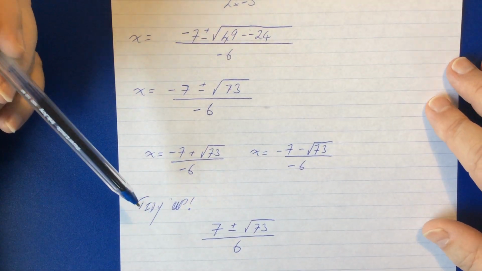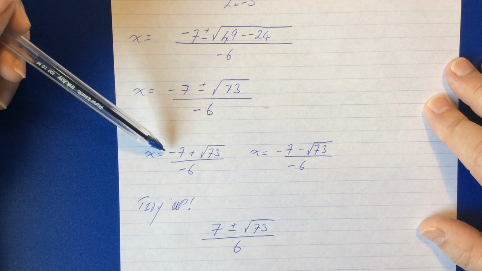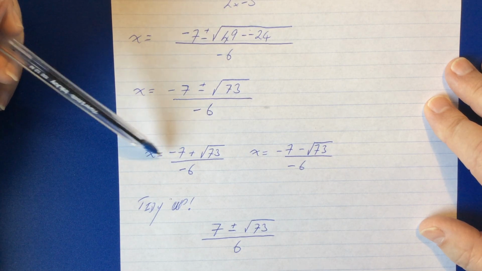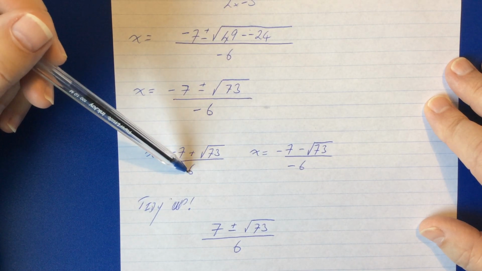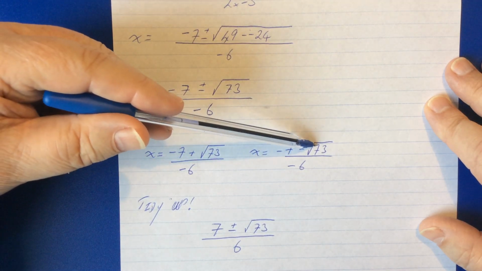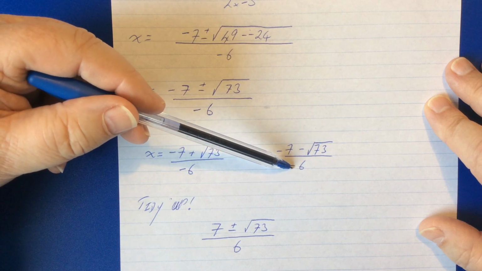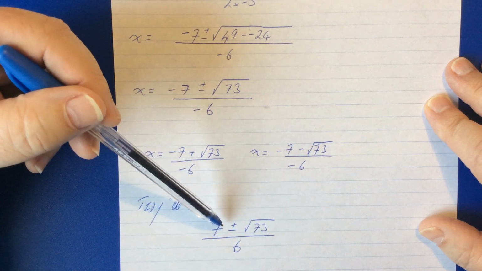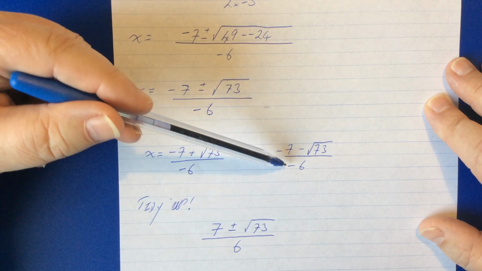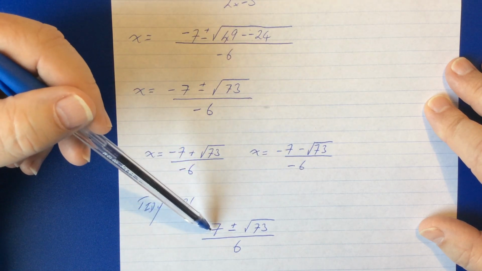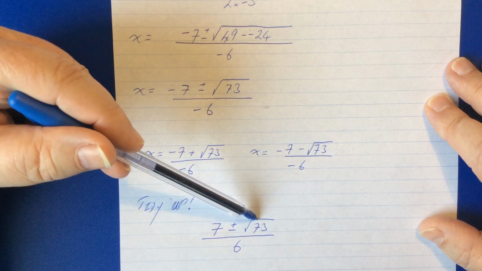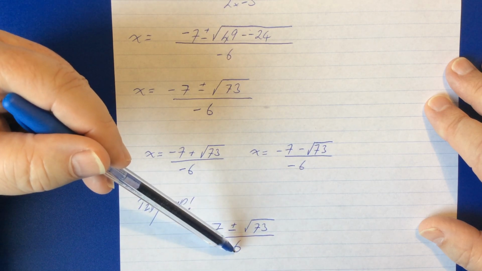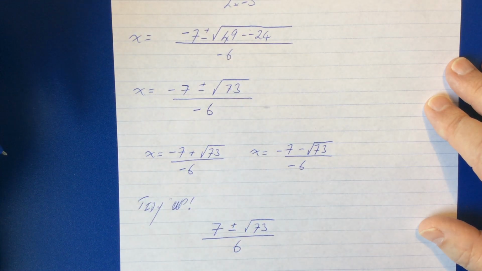Okay, so there are two results, two solutions. Negative 7 plus root 73 over negative 6, or negative 7 minus root 73 over negative 6. And we can tidy this up. We can get rid of these negative signs. And our solution is negative 7 plus or minus, so there are two solutions, the square root of 73 over 6.